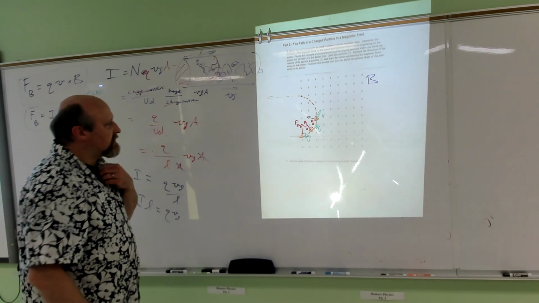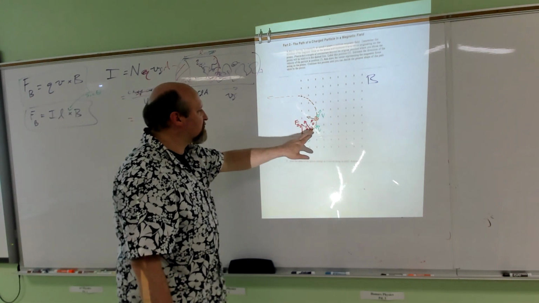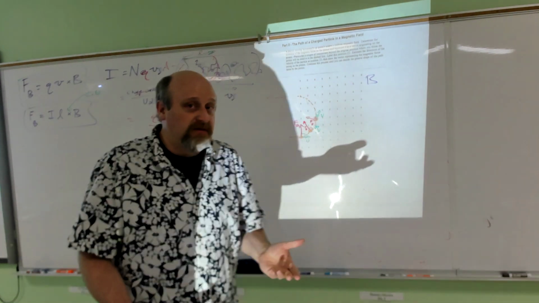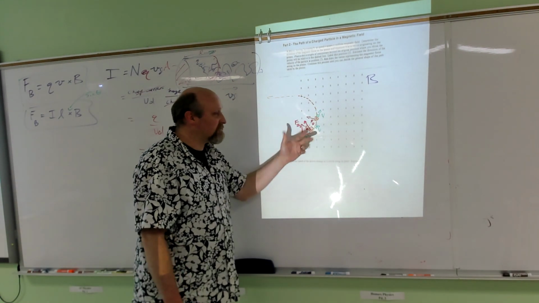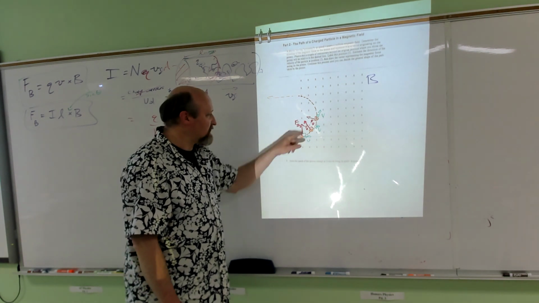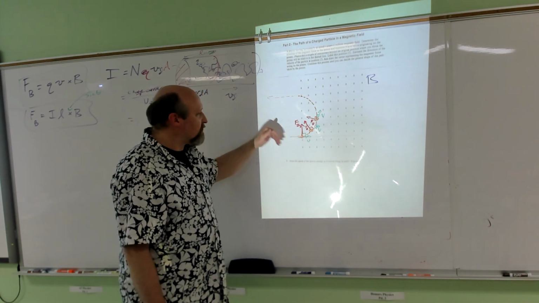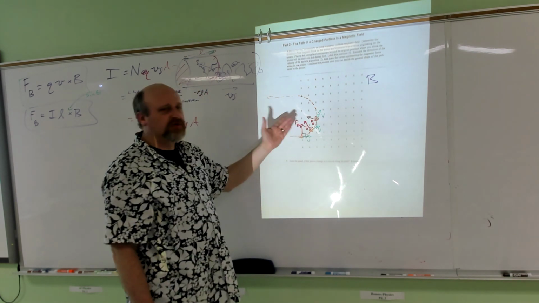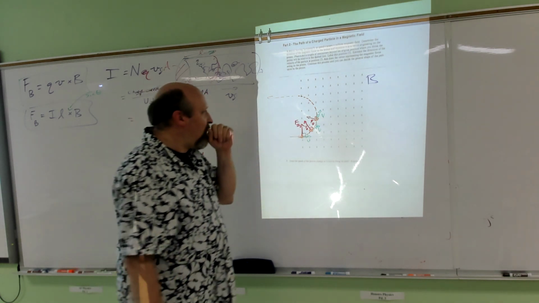So the point is, the force is always perpendicular to the velocity, so it does not do any work. If I do the dot product of F and V, I'd get zero, right? Cosine of 90 is zero. So this isn't doing any work. It's not going to change the speed. It's just going to change the direction. It's going to be a centripetal force, isn't it?